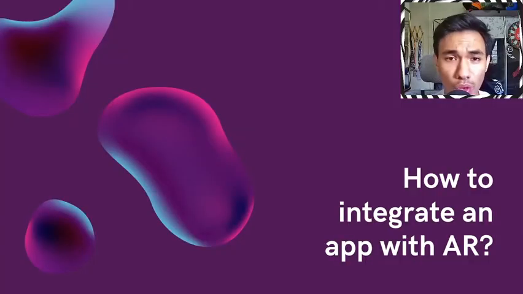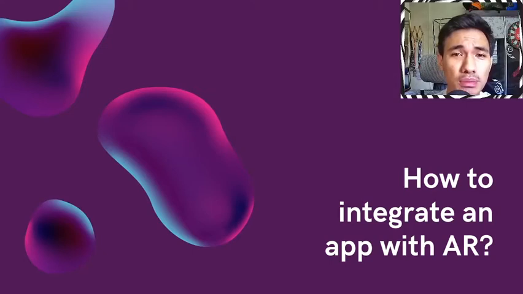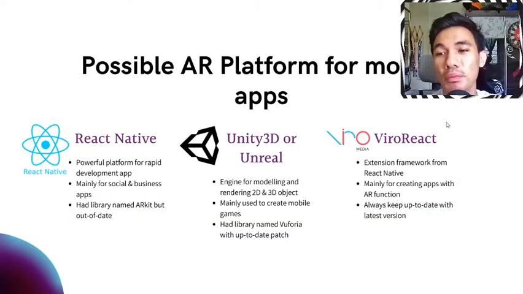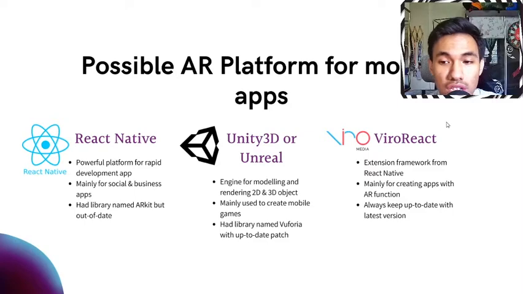This section will review some possible platforms that could be used for our implementation later. So let's go into it. There are three possible AR platforms for mobile apps. Firstly is React Native. Second is Unity 3D or Unreal, any kind of modeling or rendering engine. And lastly is ViroReact.